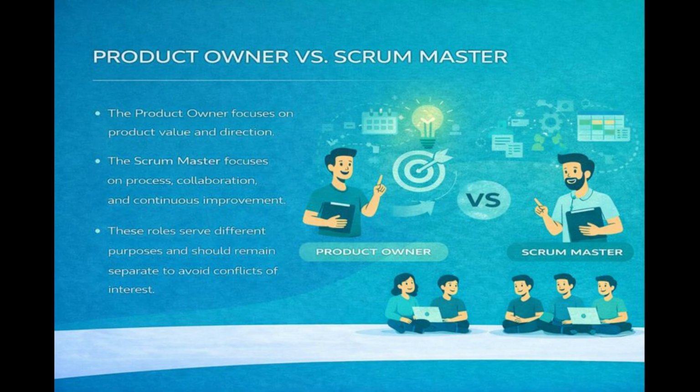Product owner versus Scrum master. The product owner focuses on product value and direction. The Scrum master focuses on process, collaboration, and continuous improvement. These roles serve different purposes and should remain separate to avoid conflicts of interest.